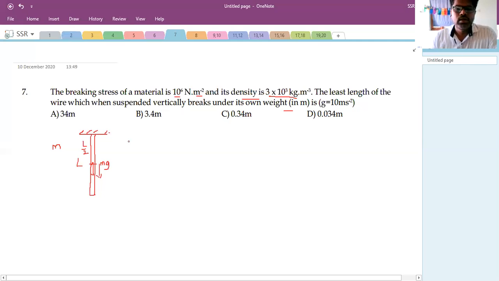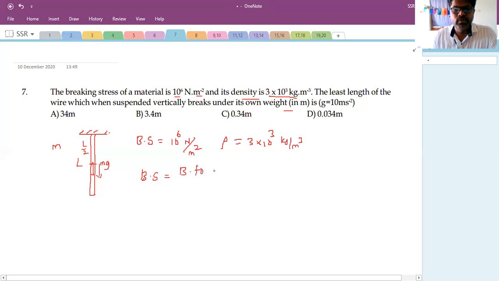For that, breaking stress is given. Breaking stress is equal to maximum tension allowed. Breaking stress is equal to 10 power 6 Newton per meter square. This is the maximum stress that is allowed, or maximum tension also can take. And the density rho is equal to 3 into 10 power 3 kg per meter cube. Then normally what is the breaking stress formula? Breaking stress BS is equal to breaking force by area of cross section. F by A only, no, normally breaking force by area of cross section.